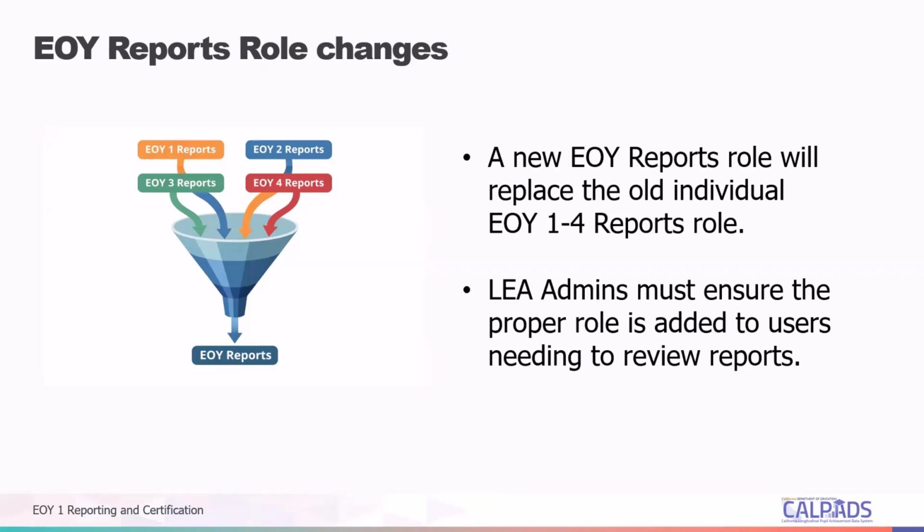Previously, each submission had its own report roles, allowing you to delegate who can see what reports. Now, all the report roles for both end of year one and end of year two are a single role. So that means anyone with end of year reports can view all the reports for end of year one and end of year two. So your CTE coordinator will be able to look at end of year one data. Your special education coordinator will be able to look at end of year two data.